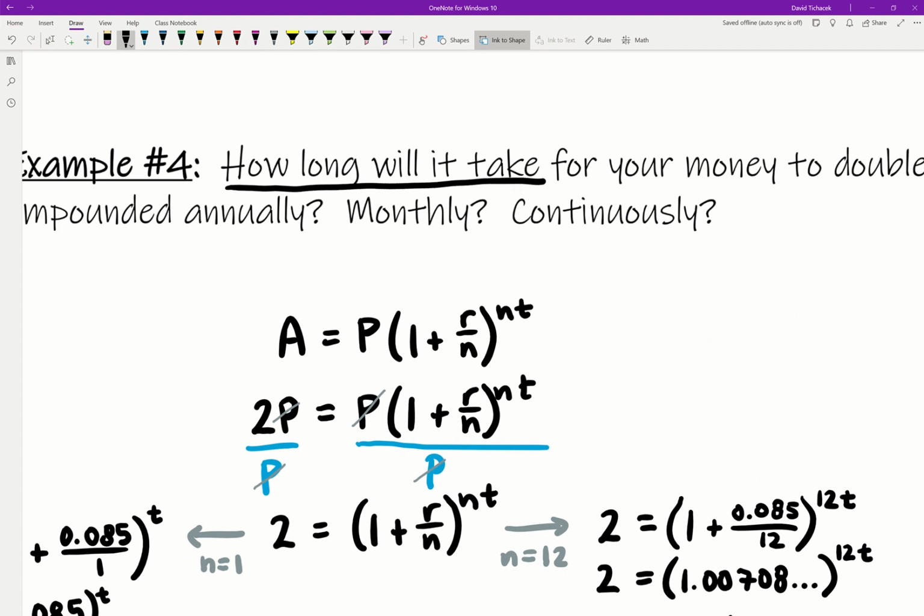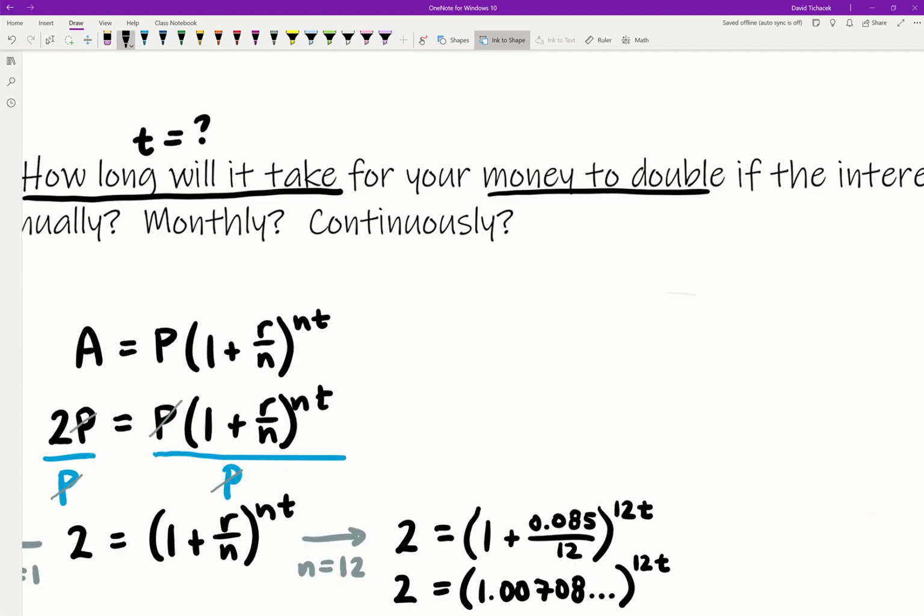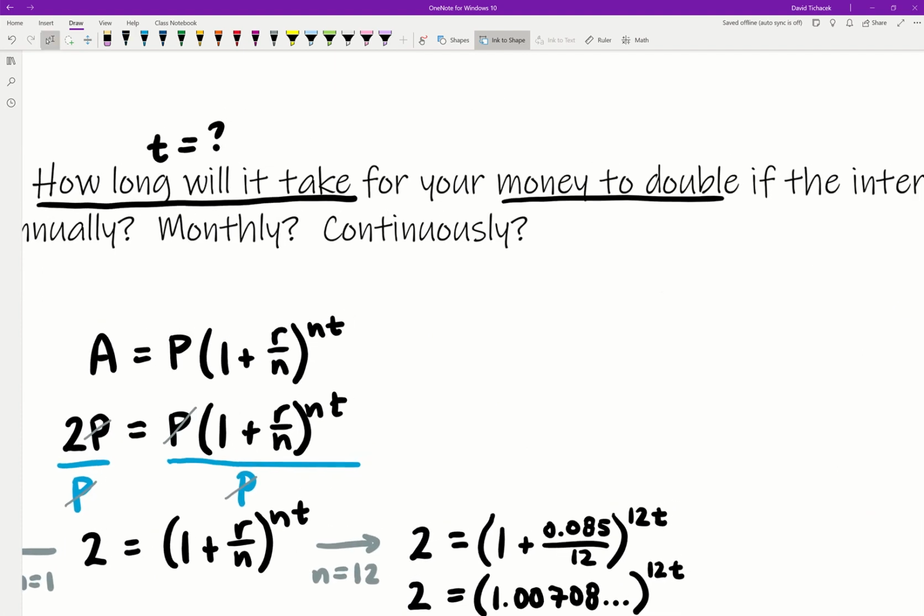So in terms of the formula, they're basically asking: what is T, time? How long is it going to take for your money to double? Phrasing that question in terms of the variables in the formula, if we're waiting for our money to double, that means our principal amount is going to be multiplied by 2, and that is going to be our ending amount. So the amount that we end with is going to be 2 times the amount that we began with, or 2 times our principal.